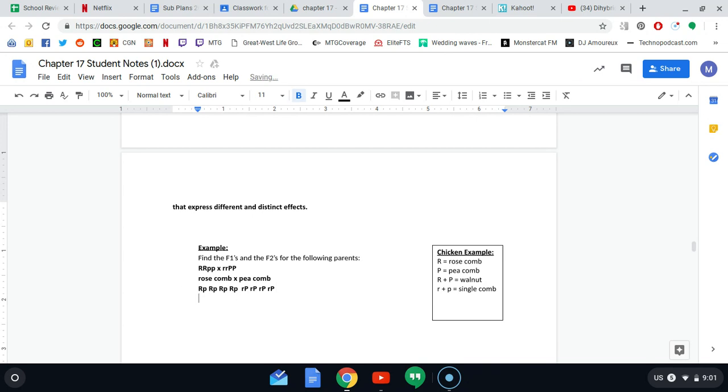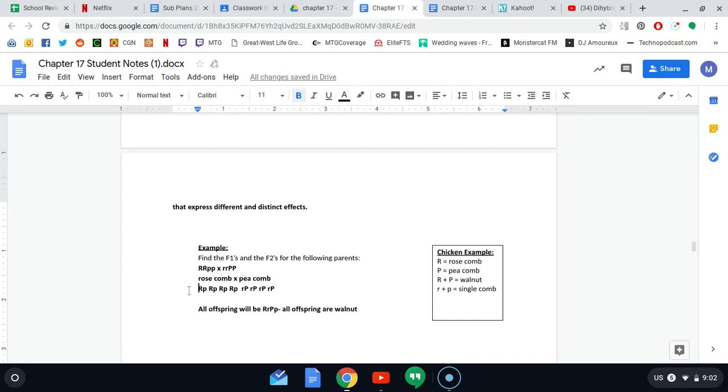So in the end, all offspring will be big R, big P, little p, because that's the combination of this gamete with this gamete. Now, if I go back to my legend, I can see that if I have a big R and a big P interacting right there, all offspring are walnut. So even though it came in with a rose comb and a pea comb, all offspring left with what we call a walnut comb.